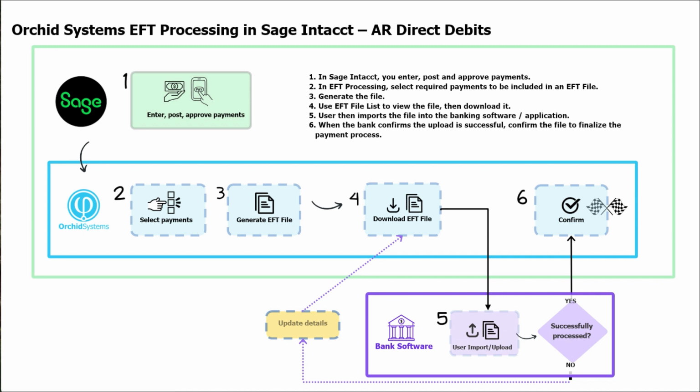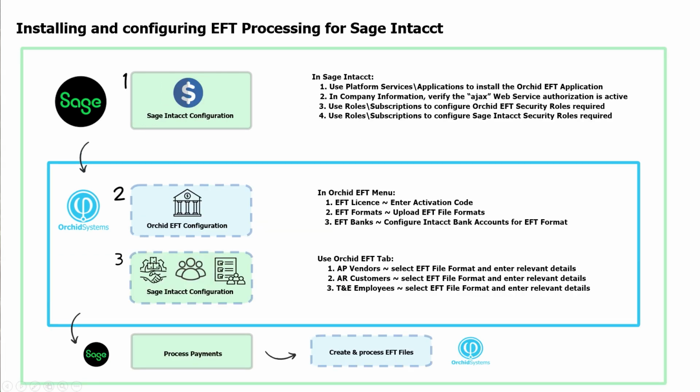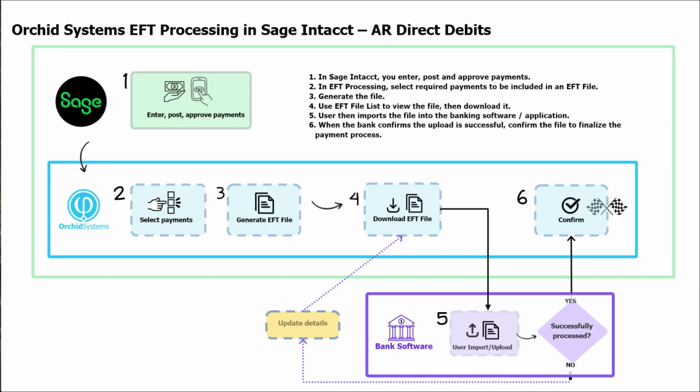In Sage Intacct, you would enter, post, and approve the payments for your customers. And then in EFT Processing, you would select those payments, generate the EFT file, download the EFT file, upload it to the bank, and when the bank says all the file entries were correct, then you could confirm the file. But it does presuppose that you have already installed and configured Orchid EFT. So let's go ahead and look at how this is done.